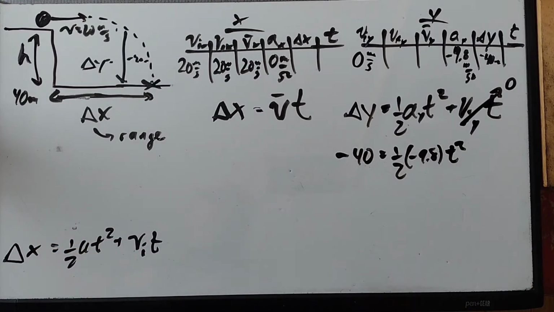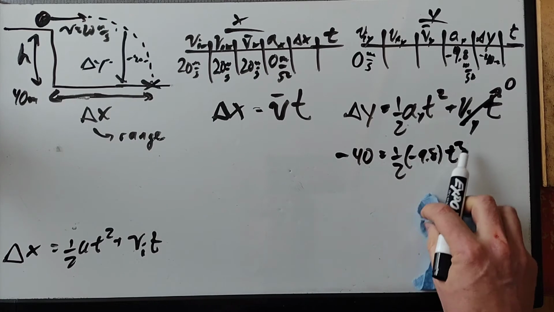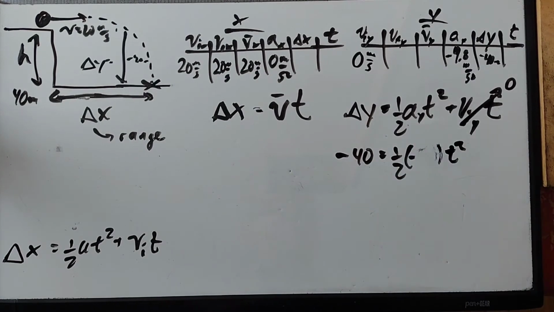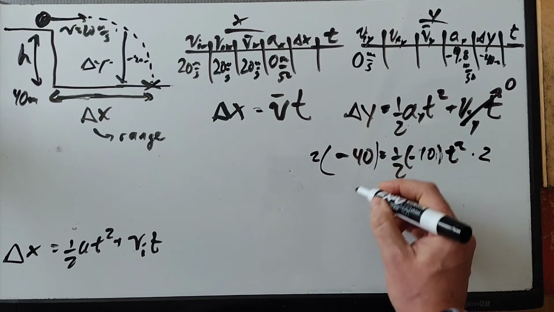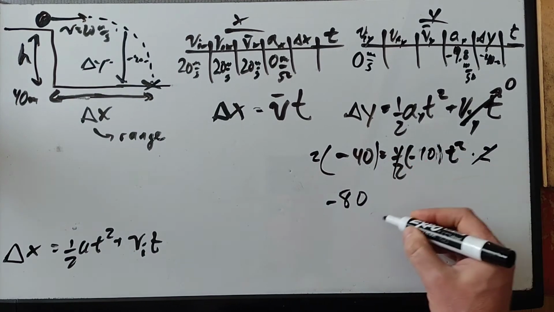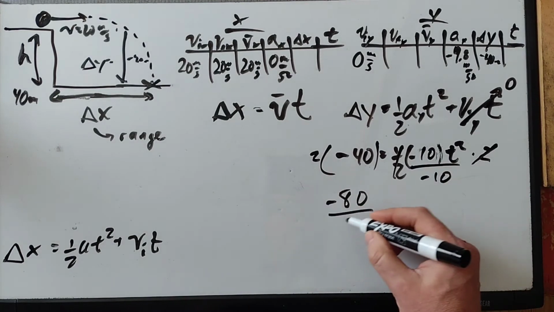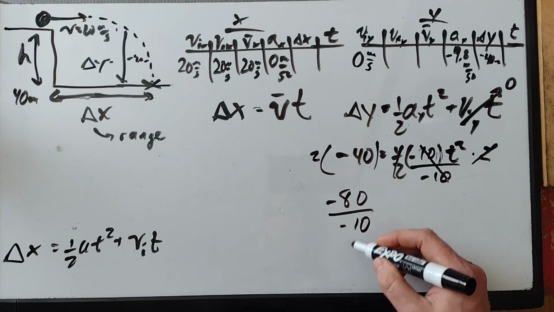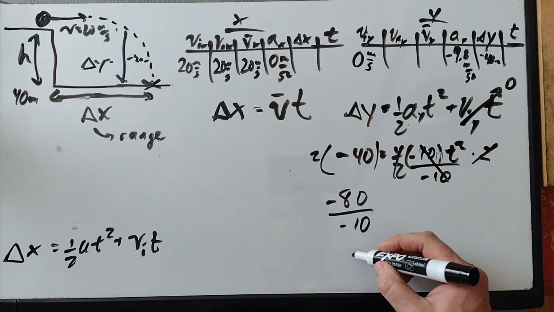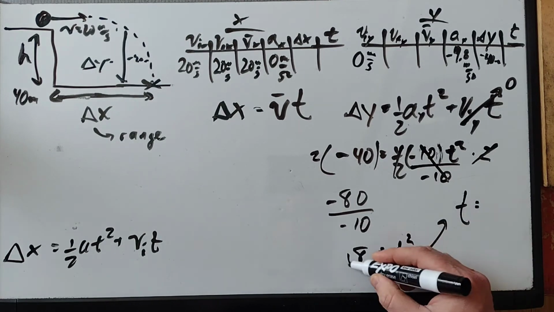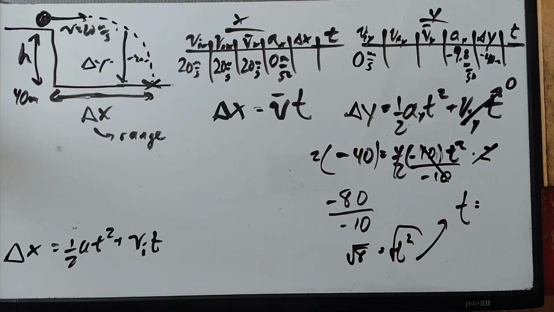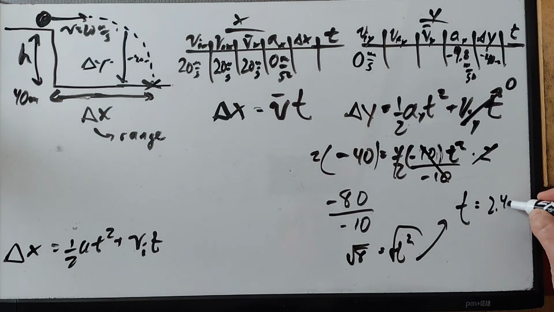And of course, I don't have a calculator up here. So what I'm going to do is put in 10 for this just to make the math easier so I can get a decent estimation. So 2 times 40 is 80, so I multiply both sides by 2. So negative 80, and then I divide both sides by negative 10. Negative 80 divided by negative 10 is 8 equals t squared. So the time to hit the ground is the square root of 8, which is probably like 2.4 or something, wild guess here. Let's just say it's 2.4.